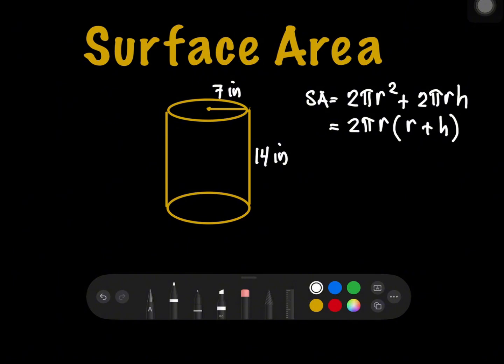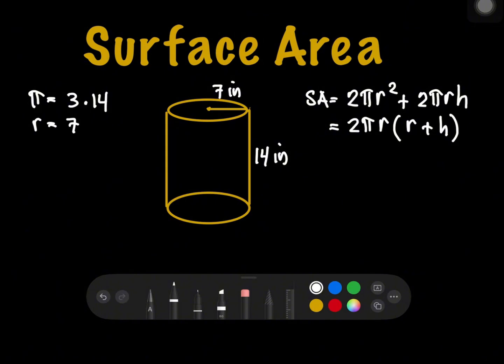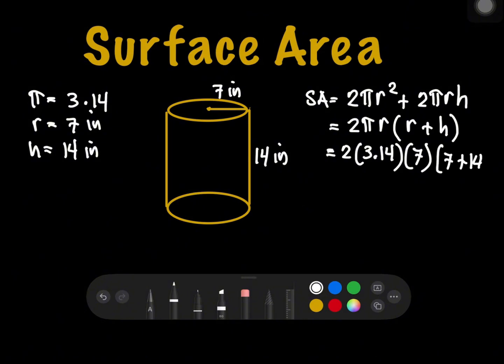Okay, so to calculate the surface area of this given cylinder, let's find the value of pi. We can state that pi is equal to 3.14, the radius is 7 inches, and the height of this cylinder is equal to 14 inches. Then let's substitute using the formula. So 2 pi is 2 times 3.14, times the radius, which is 7, and then bracket r is 7 plus h is 14.